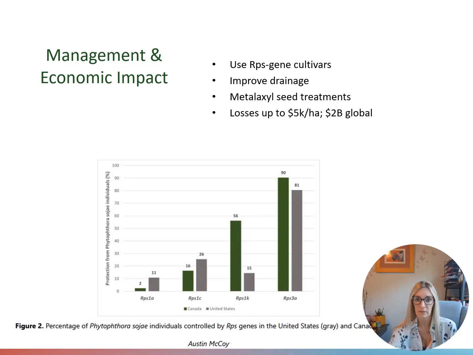Economically, P. sojae is one of the most destructive soybean pathogens worldwide, causing losses of up to $5,000 per hectare and more than $2 billion globally. These impacts underline the importance of integrated disease management.